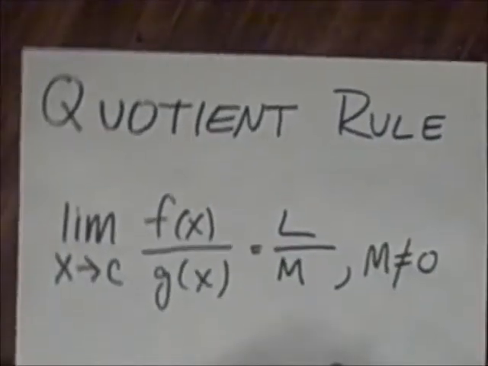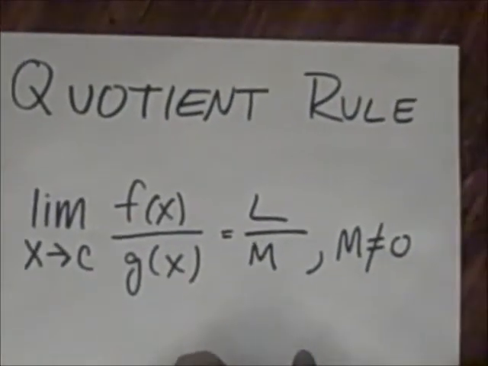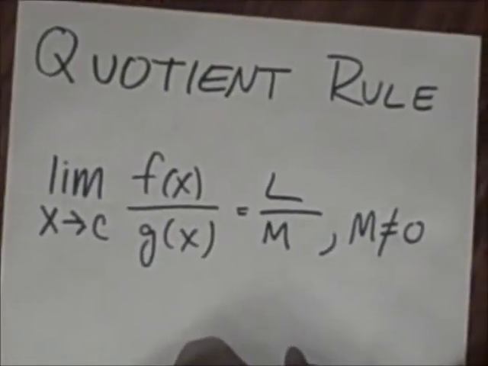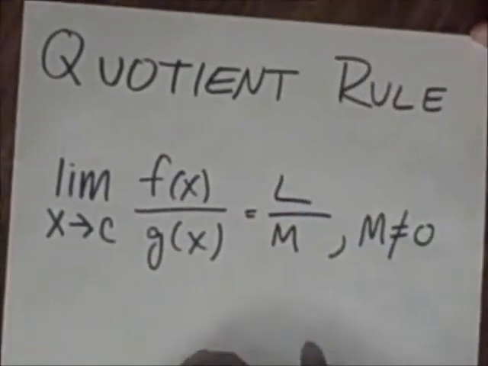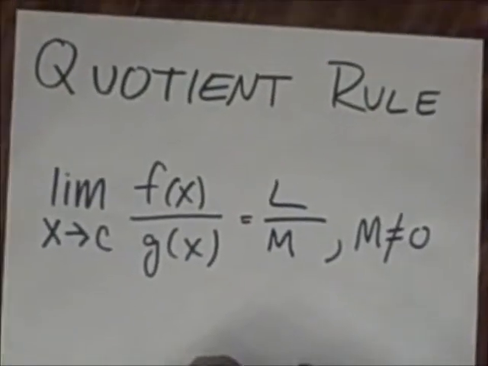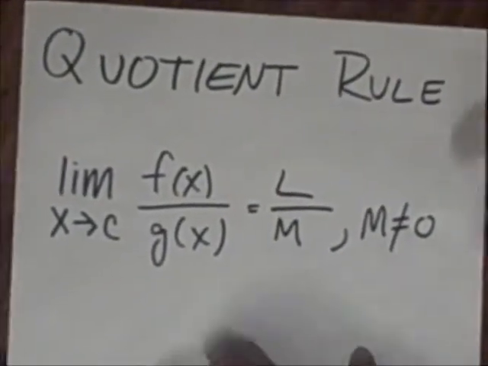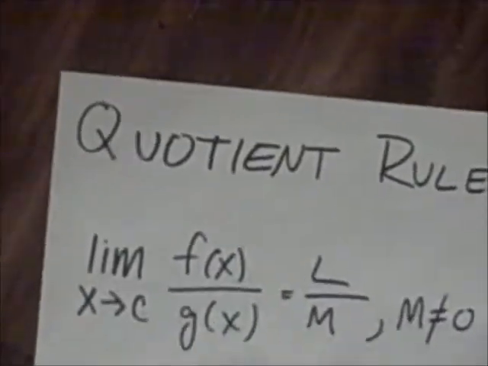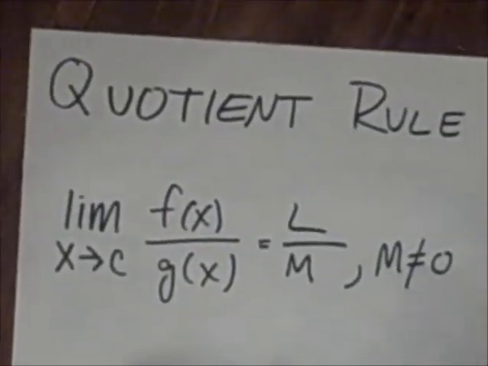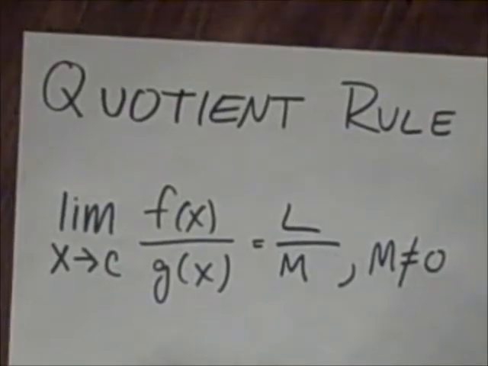And here is the quotient rule, our final rule. We have the limit as x approaches c of f of x over g of x, and that equals L over m. But wait, m cannot equal 0. If you want another recap on all of these rules, they're located on page 58 of your Calculus Mathematics book.